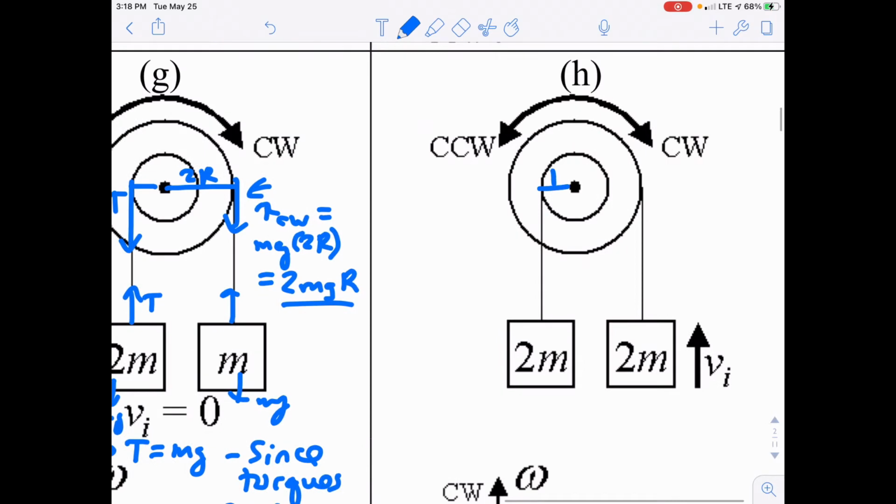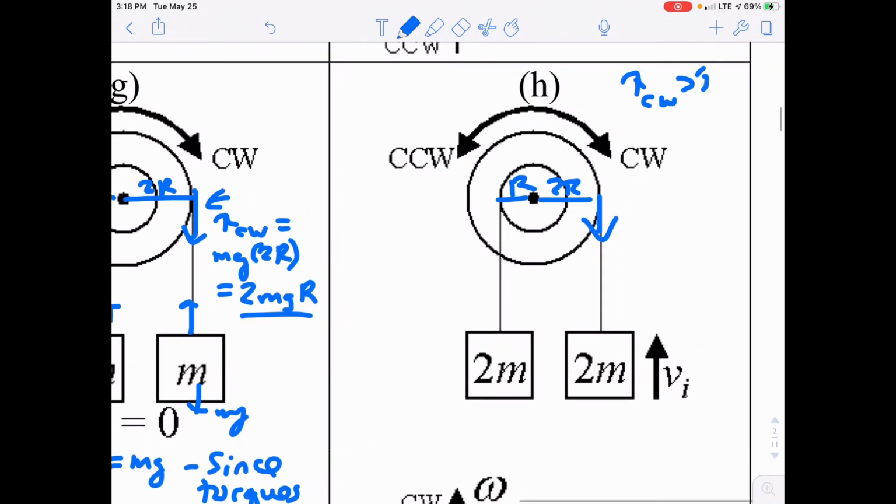Okay, and part H, last one, we have equal masses, but again at different radii. So this is at R, this is at 2R. You can clearly see this one would be a greater torque because it has a greater distance. So the tension pulling this way, clockwise torque, is greater than counterclockwise torque. Again, just simply looking at the longer lever arm, you should be able to see that. Both have similar tensions because they both have 2m mass on the other end of it, but the clockwise torque is going to be greater.